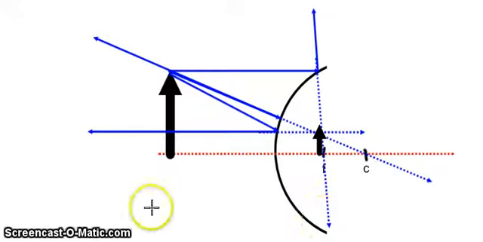So we can look and we can see that our image has been reduced. It's upright, it's not upside down. And the fact that we've got these rays of light actually coming out on the left and not actually intersecting here, but only appearing to, that's going to make this thing a virtual image.